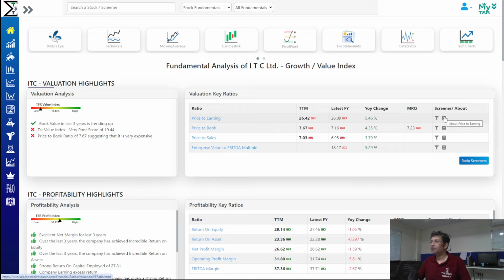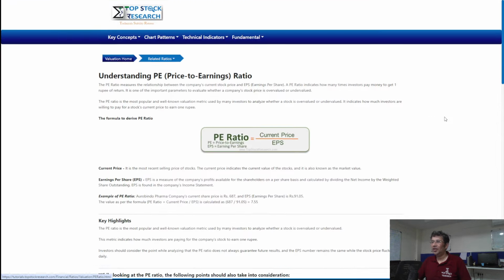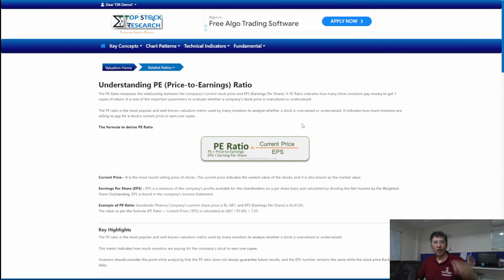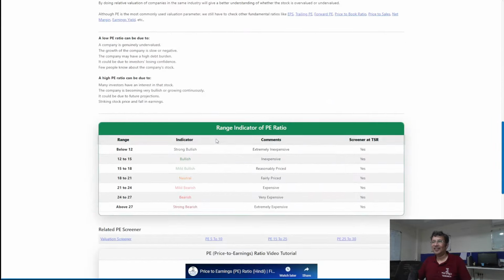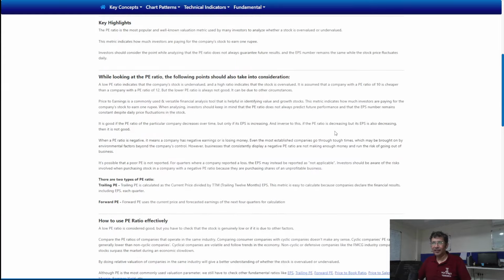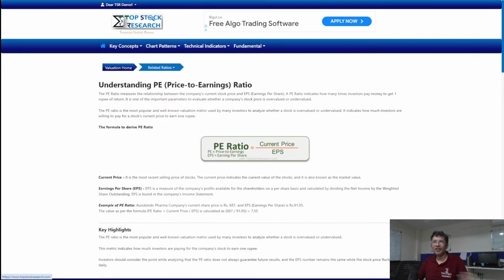When you click on PE ratio, you get a little idea of what PE is: the current price and the earnings per share, which tells you where the earnings are and where the price is. The higher the PE ratio, the higher the price relative to earnings, so it becomes expensive. There are certain industry standard numbers you should look at. Generally 15 to 25 is considered good, and this is a good general parameter for you to look at. Now, this also depends on the industry.